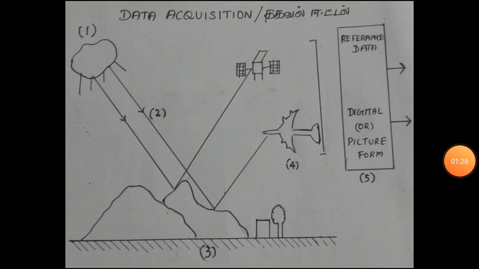Here we are seeing the diagram included in data acquisition. 1 is the energy source, 2 is the propagation through atmosphere, 3 is the interaction with the earth surface, 4 is the sensor to detect the reflected energy, 5 is conversion into digital and picture form.